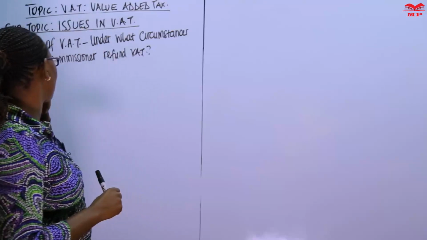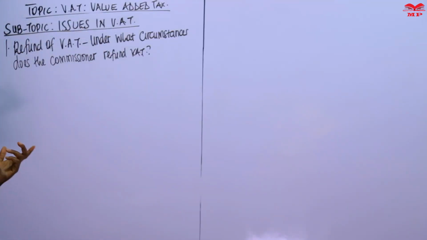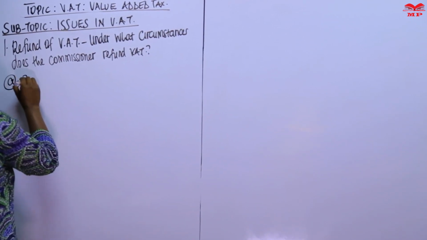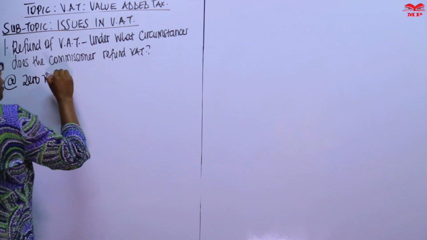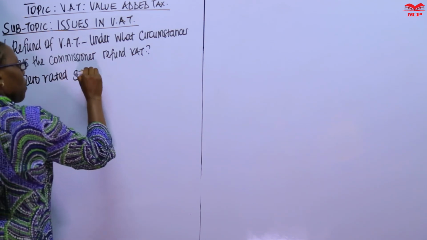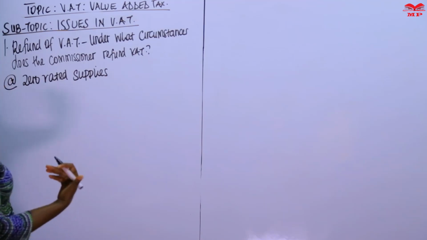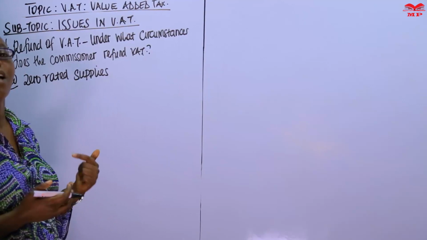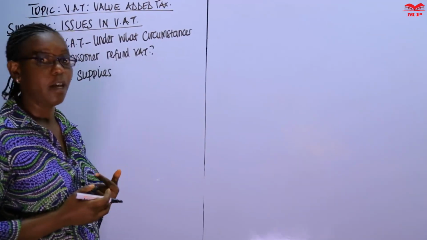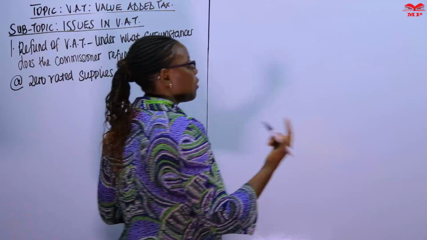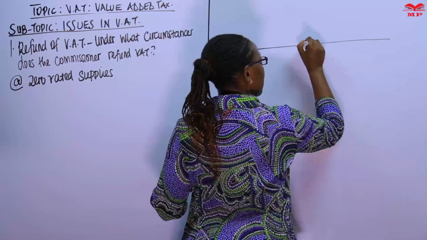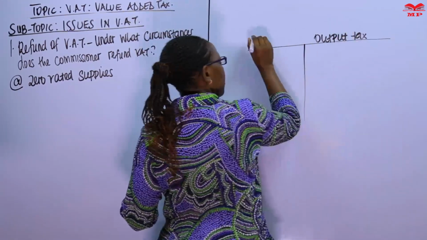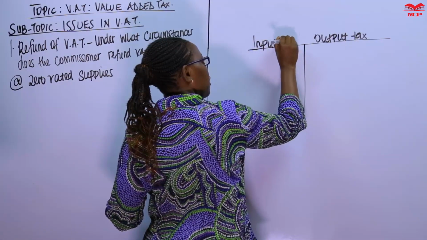Now, the first circumstance under which the commissioner will refund VAT is if the taxpayer is making zero rated supplies. In our earlier lessons, we said a zero rated supply is a transaction that will attract VAT at 0%. So in such cases, if we go back to our account, this is output tax, this is input tax.